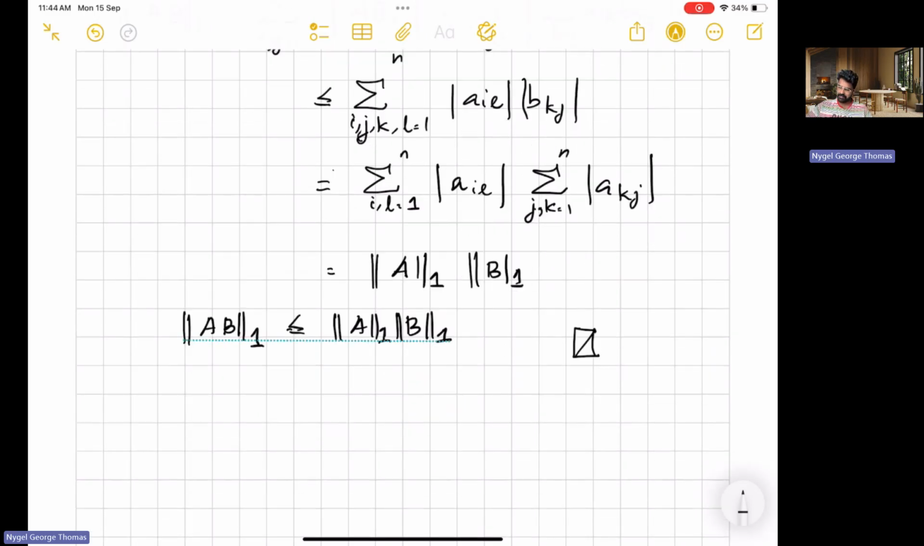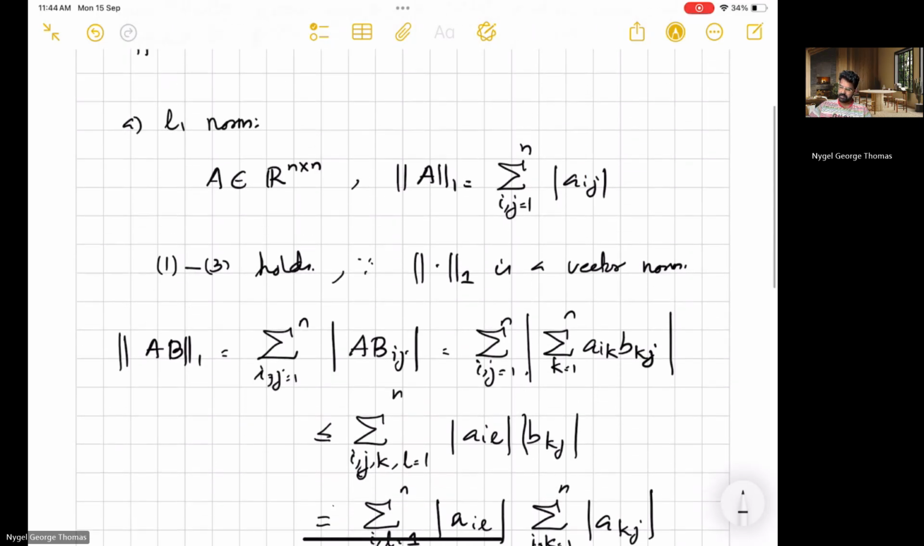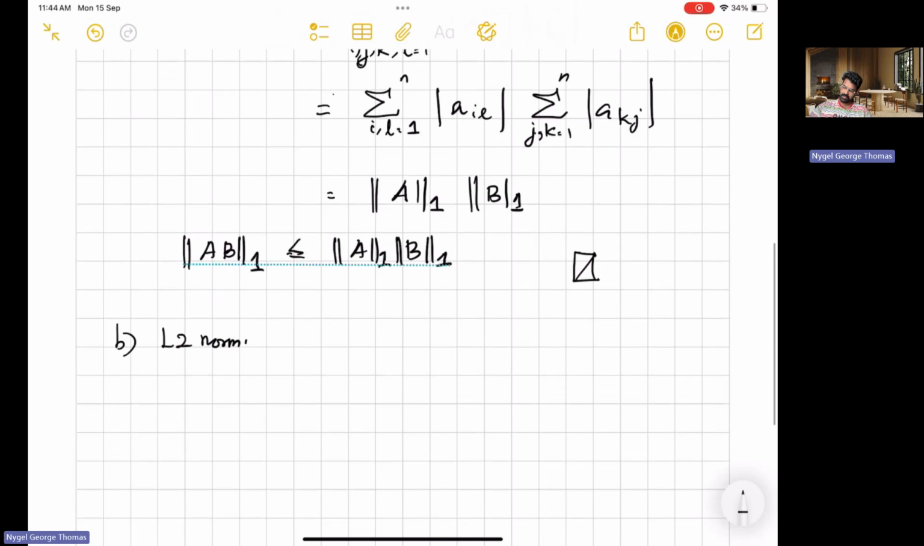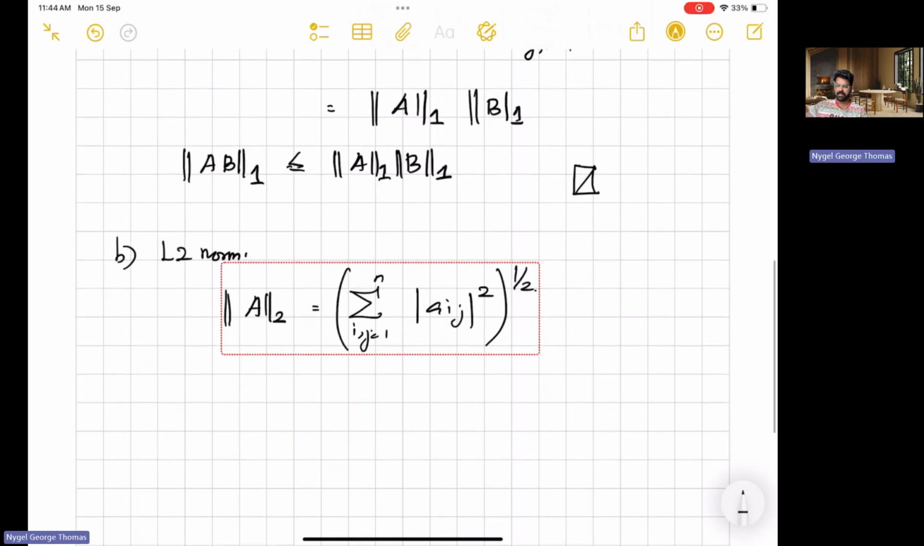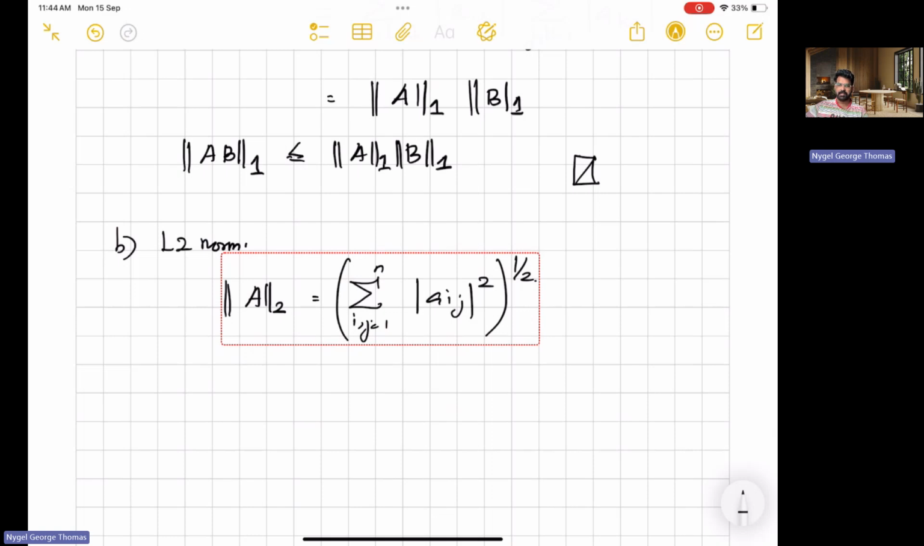Now let's look at the L2 norm. The L2 norm of a matrix is defined similarly to what we have for vectors: the sum over i, j from 1 to n. We take the modulus for every term, square it, add it all together, and finally we take the square root of it. Is it a valid matrix norm? Again, we have to prove submultiplicativity.